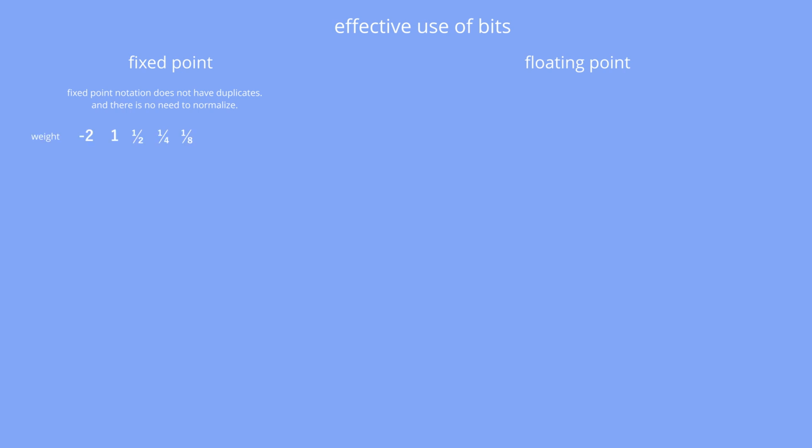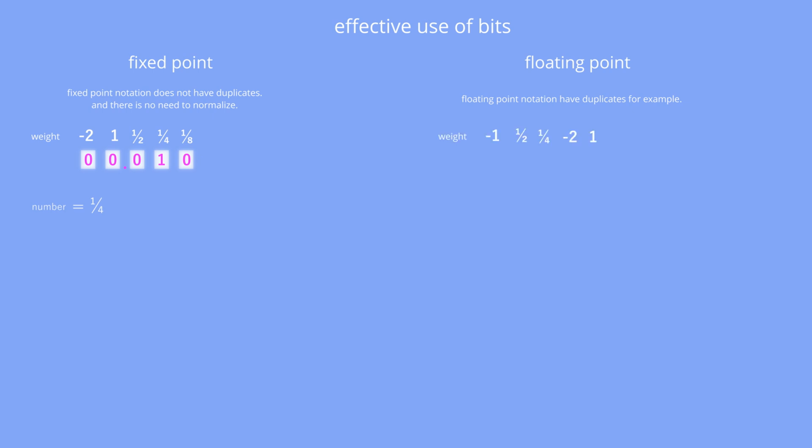Now let's talk about the effective use of memory, the third advantage of fixed point. Fixed point notation has no duplicates. Also, there is no need to normalize numbers in fixed point notation. For example, we have 5 bits for a number in both fixed point and floating point. This is number 1 over 4 in fixed point. Its representation is unique. Floating point notation has duplicates.